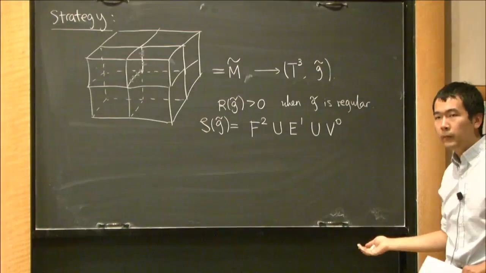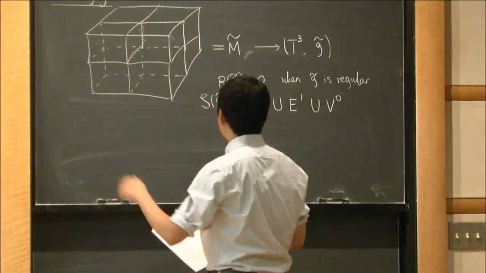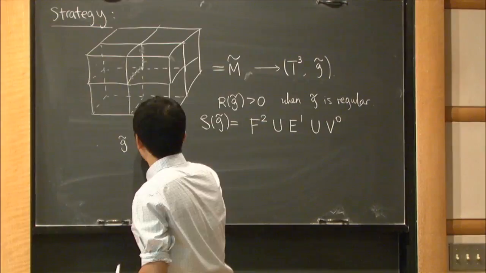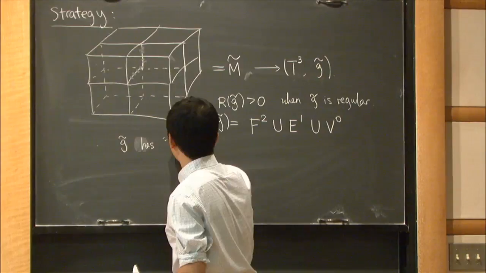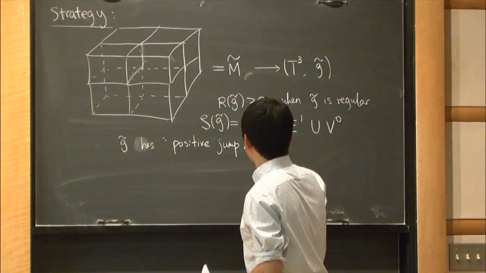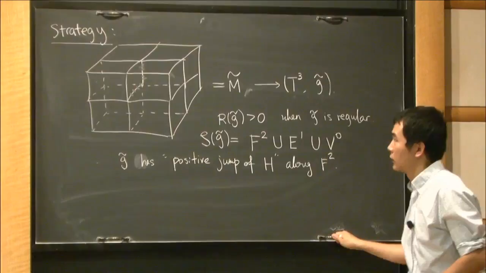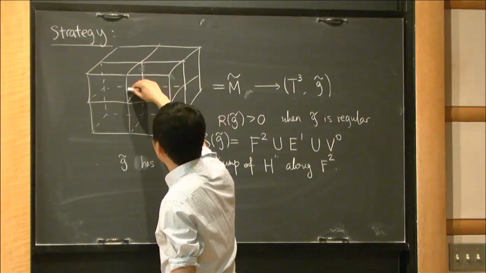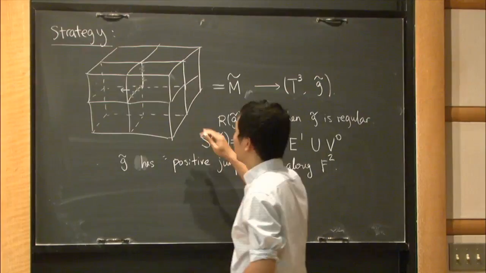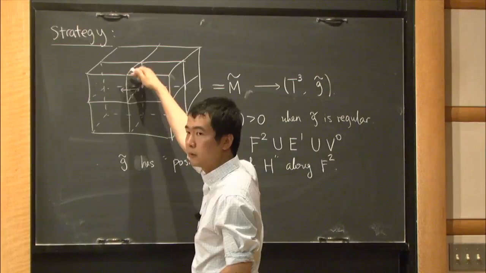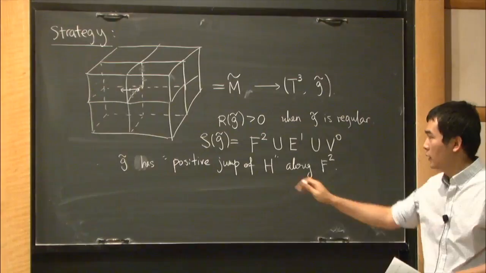Okay, and we have some geometric conditions based on those assumptions. First of all, we know that g-tilde has a positive jump of mean curvature along this two-dimensional strata. I'll explain this condition later. Roughly speaking, you can just look at the picture. The fact that the faces of the original cube are mean convex means that the mean curvature vectors are pointing inward on the interior of each face. Then you do this even doubling. Then you look at one point on one interface, and its mean curvature vectors are pointing inwards from both sides. We call such behavior the positive jump of the mean curvature.